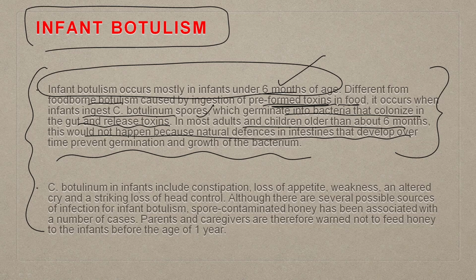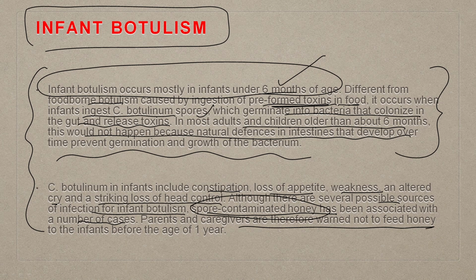Clostridium botulinum symptoms in infants include constipation, loss of appetite, weakness, an altered cry, and a striking loss of head control. Although there are several possible sources of infection for infant botulism, spore-contaminated honey has been associated with a number of cases. Parents and caregivers are therefore warned not to feed honey to infants before the age of 1 year, because in multiple cases the honey has been seen to contain spores of botulinum toxin.